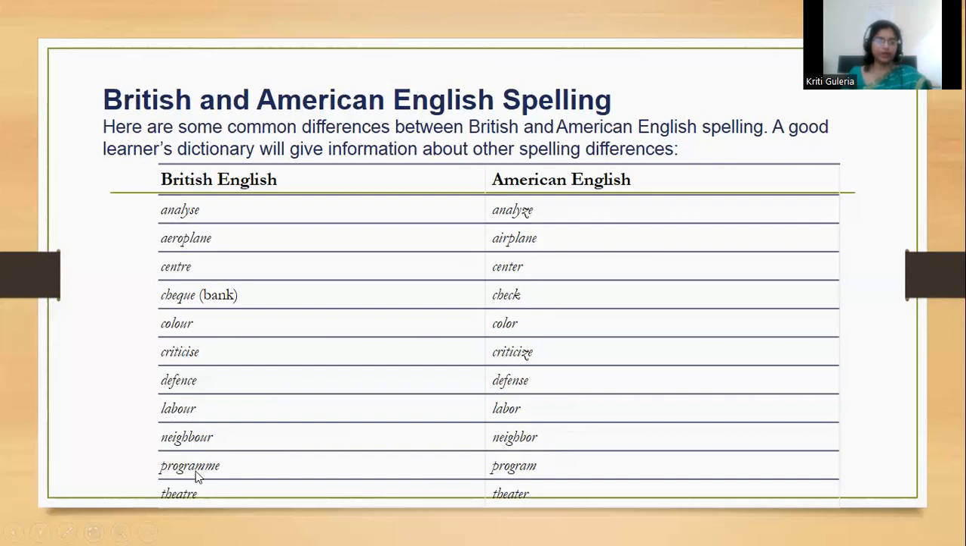Next, programme, P-R-O-G-R-A-M-M-E as per British English, whereas it is just P-R-O-G-R-A-M, program, as per American English. Theatre, T-R-E, just like centre, they have theatre, T-R-E as per British English, and theater, T-E-R, just like center, T-E-R in American English. Okay, so these are the common English words that we find being different in both the styles, but both spellings are correct.